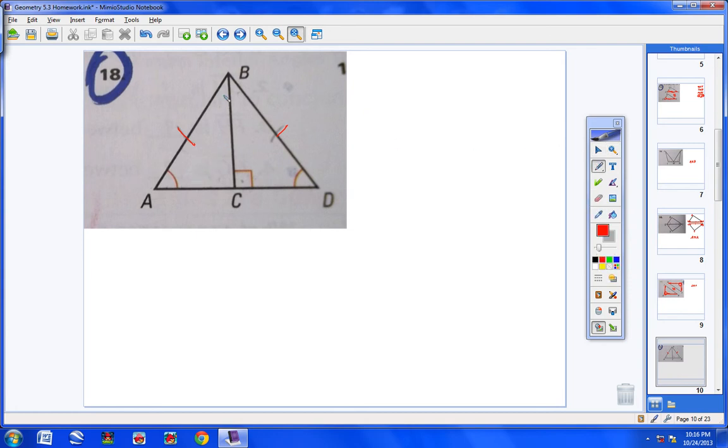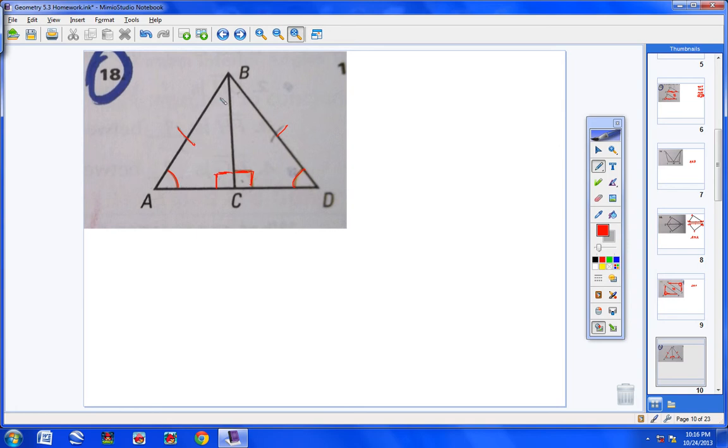Now I know that I have a side here congruent to this side over here. Also notice something else. Notice I have an angle here congruent to an angle here. And then look at this. See how I have a right angle here? Well, we know if I have a right angle there, then I have to have a right angle here, because a straight line always equals 180 degrees. So if this is 90, this has to be 90.